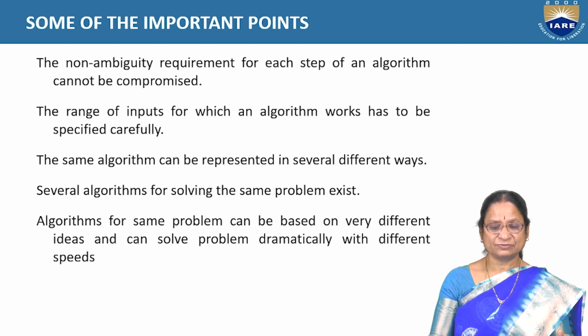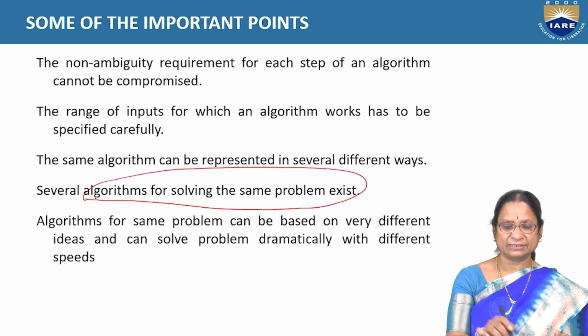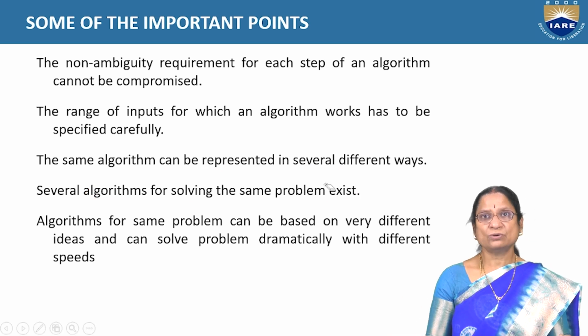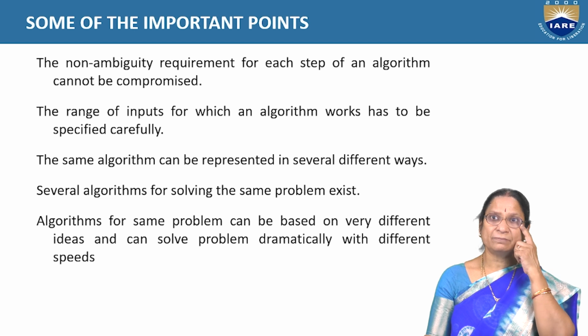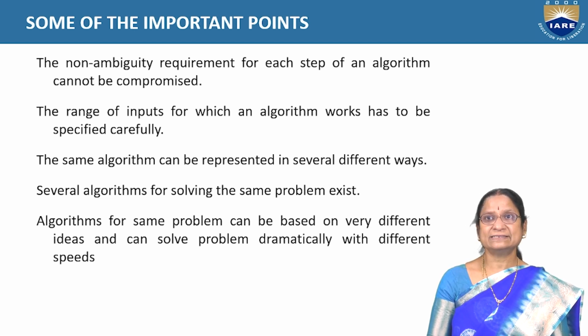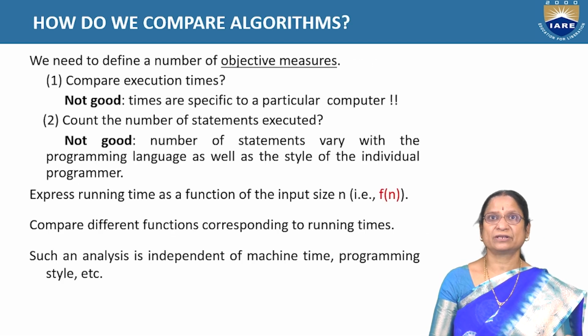Several algorithms will be there for solving the same problem. Just now we discussed finding the GCD. Various algorithms will be there. So the algorithms for the same problem can be based on various different ideas and can solve the problem dramatically with different speeds also. Now our question is, which algorithm has to be selected by us actually?